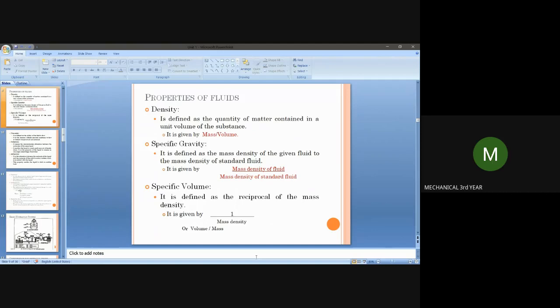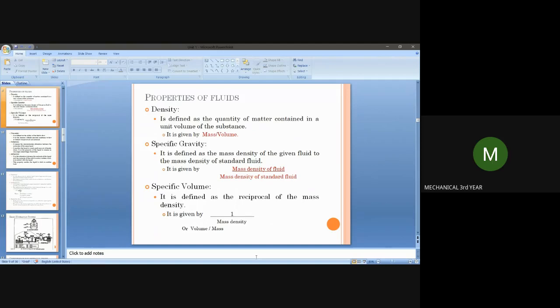Okay, then the next thing is specific gravity, which is defined as the mass density of the given fluid to the mass density of the standard fluid. For example, you may choose any type of fluid, a petroleum based oil, or a bio based oil, I mean biological oil. Anything you can choose, but that has to be compared to the mass density of the standard fluid, and that provides you with the specific gravity. Okay, the next thing is specific volume. The specific volume is defined as the reciprocal of the density. This you have studied in your previous classes a lot of times, so I don't want to waste time on that.